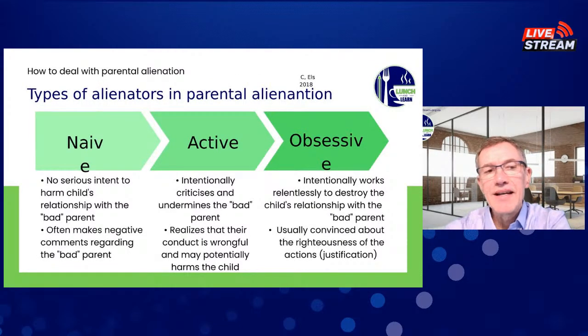It is also classified into the types of alienators in parental alienation. That is now considered to be the good parent, where they inflict these forms and stages of parental alienation towards the other parent using the child. So the naive one would be where there's no serious intent. That is the naive type of alienator, where they do not have any serious intent to harm the child. So they still have the best interest of the child at heart. There's no serious intention to harm the child's relationship with the other parent, the so-called bad parent.